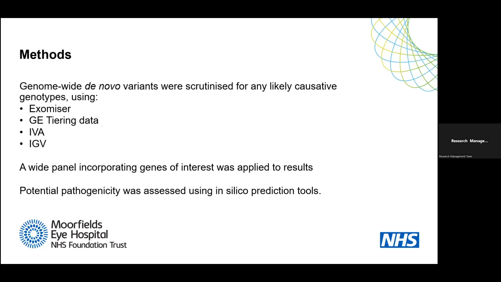Then pathogenicity of the variants was assessed using in silico prediction tools, gnomAD frequency data, and tools such as ClinVar. The classification of the variants according to ACMG guidelines was then established for the variants found. And those variants were also considered alongside the known gene-disease links with the participant phenotype information.